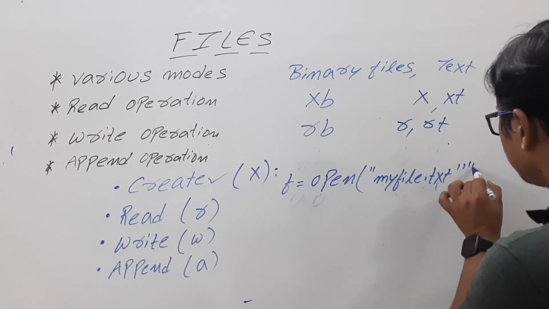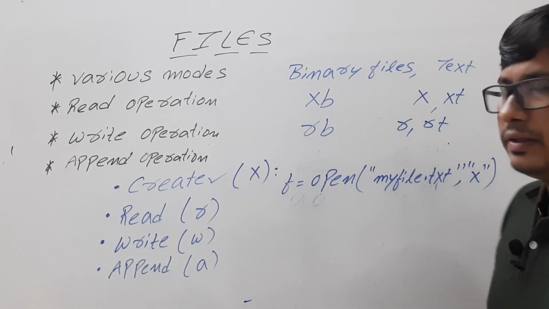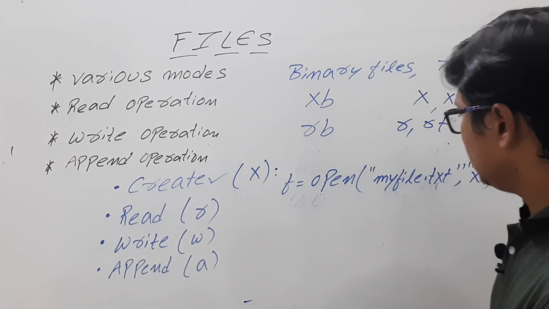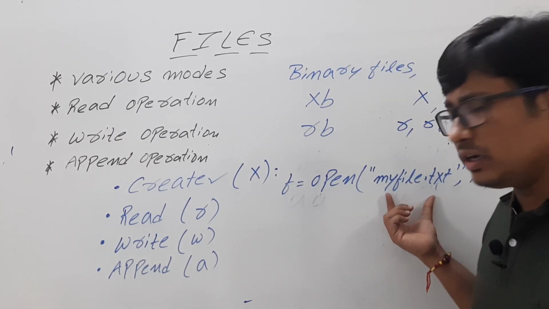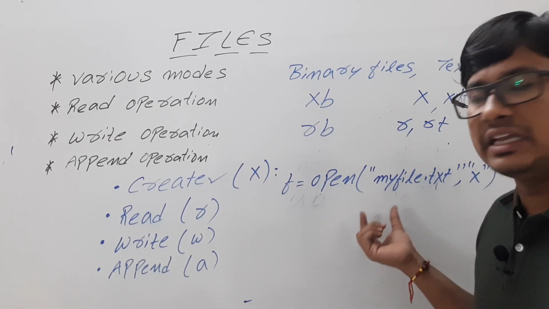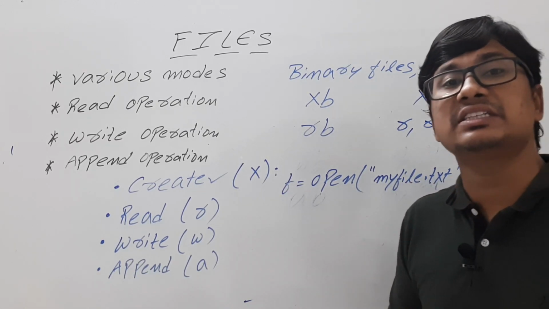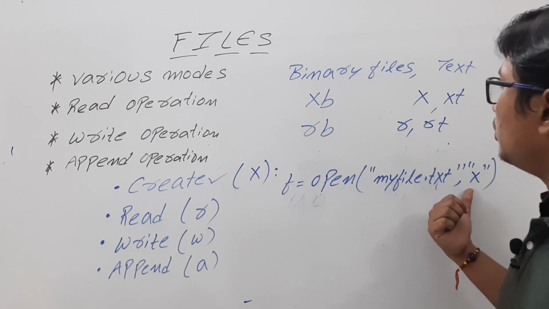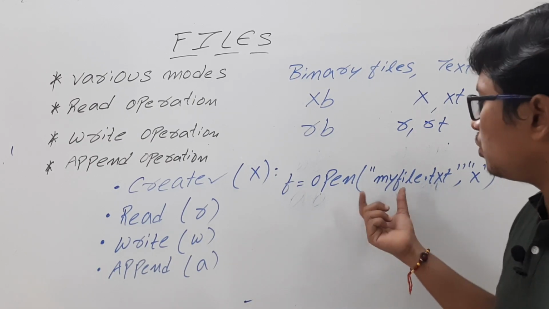Now I want to specify the mode as create. Then the meaning is that in the current folder you want to create a myfile.txt. So the X is a mode. This mode specifies that you want to create the file.